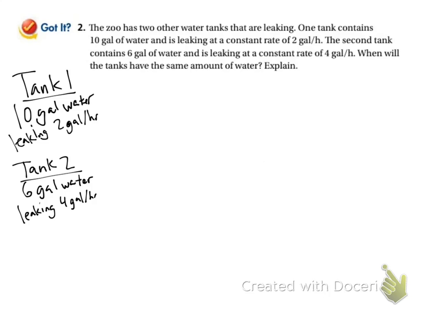And they want to know, when will the tanks have the same amount of water? So we're going to make 2 different equations. Tank 1, so we've started with 10 gallons of water. Okay, and then we're leaking, so that's going to be subtracting 2 gallons per hour.